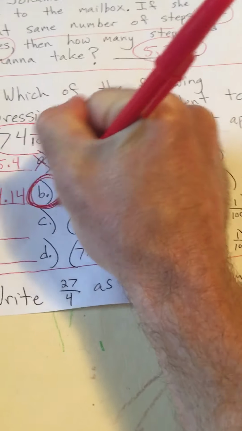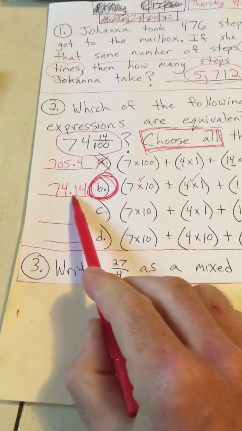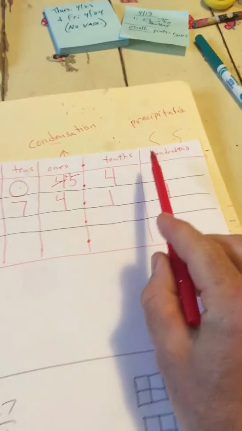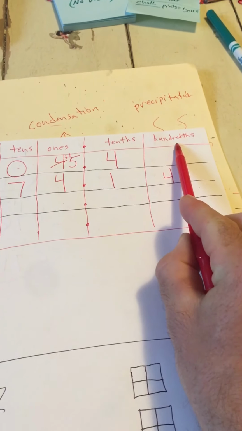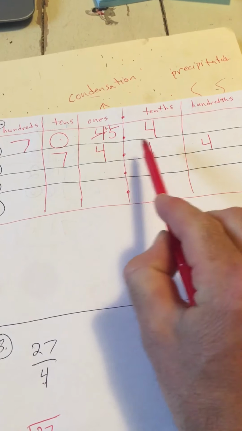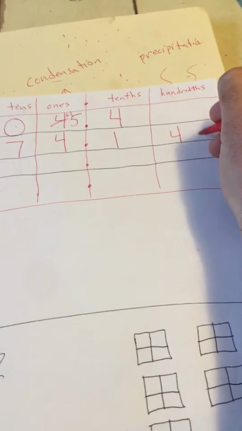So far we have B being correct. We used all of those. 74.14 is the same as 74 and 14/100ths, because the hundredths place is 2 spots after the decimal point. So you'd read this as 74 and 14/100ths, because it lands in the hundredths place. So this one is correct.